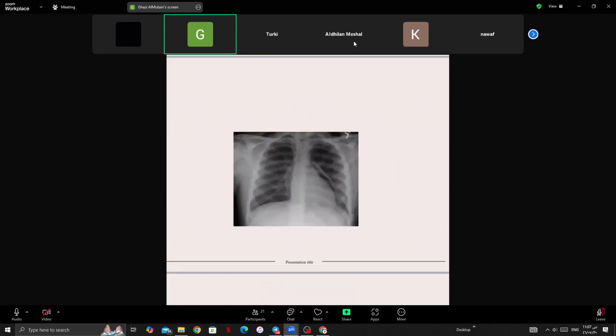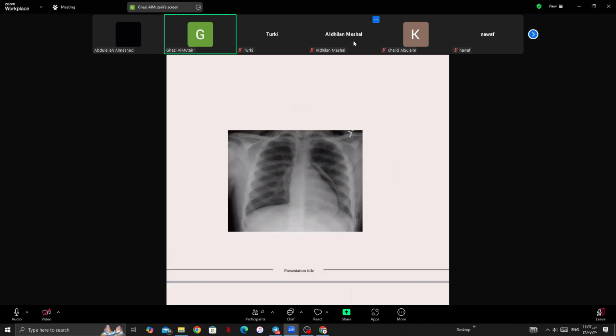Can someone tell me about the chest X-ray? What do you see? What are the findings in the chest X-ray in a patient who presented with esophageal rupture? Excellent. It's around the heart border. We call it a pneumopericardium.